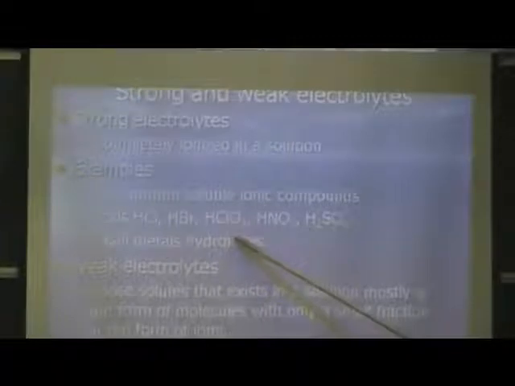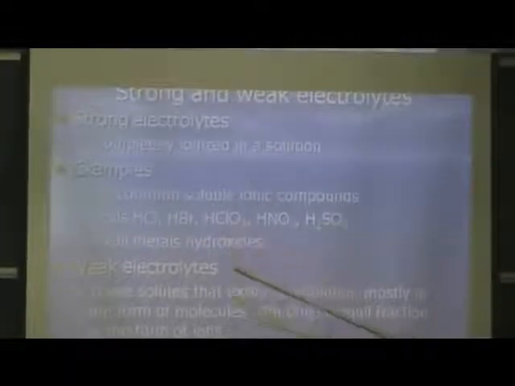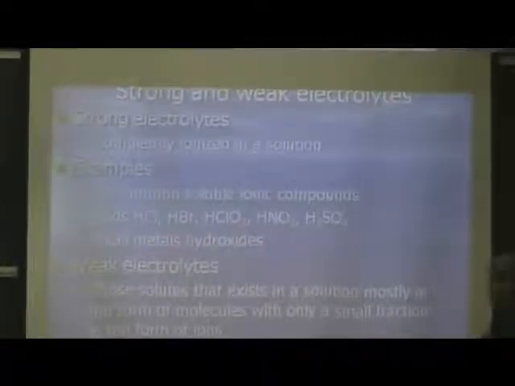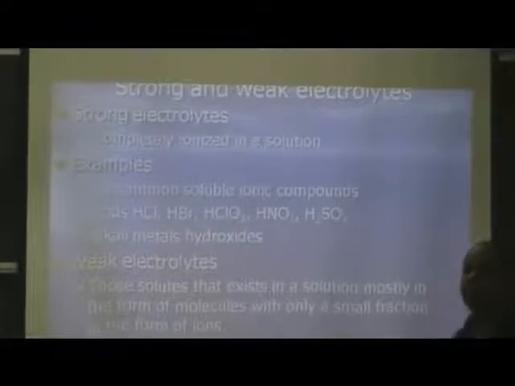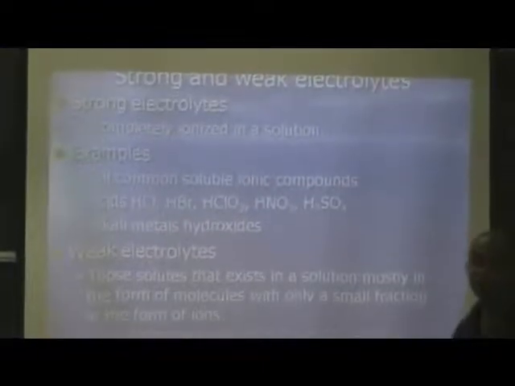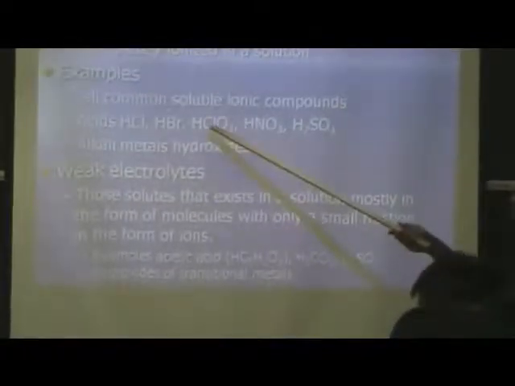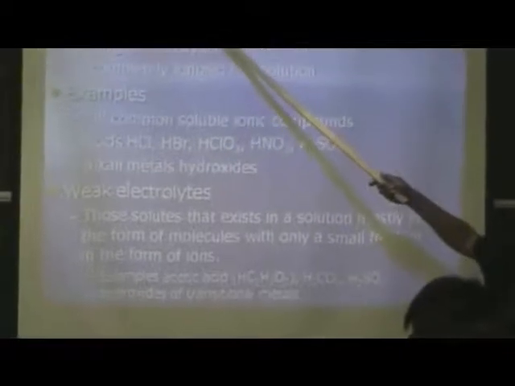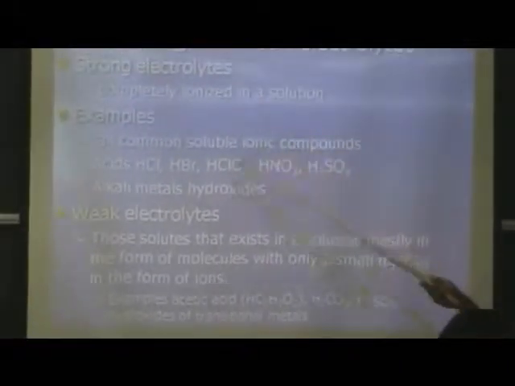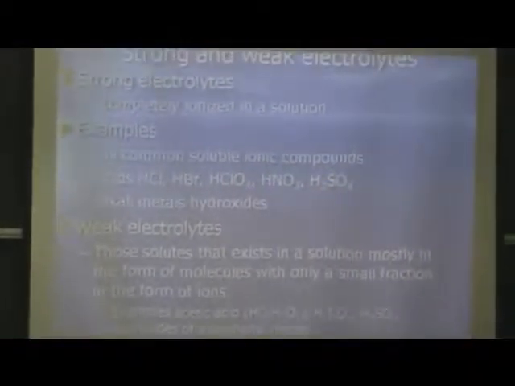Alkali metal hydroxides. Give me an example of alkali metal hydroxides. Sodium hydroxide, potassium hydroxide, lithium hydroxide. All these are considered strong electrolytes. Why? Because they are completely dissociated, completely ionized in the solution. We also have weak electrolytes.